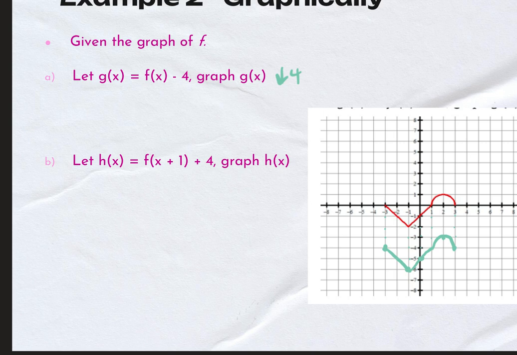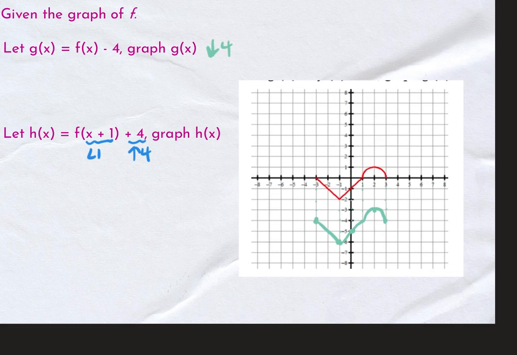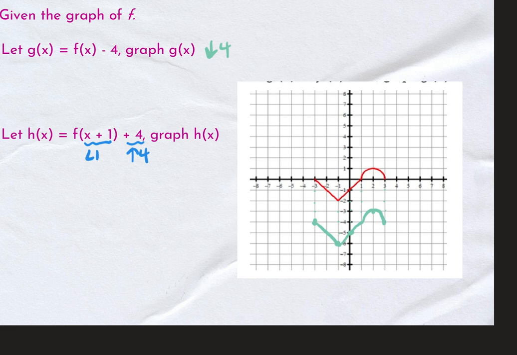And B says f of x plus 1 inside the parentheses plus 4. So what's the plus 1 inside the parentheses doing? Left 1. And what's the plus 4 doing? Up 4. So you can take each point. The order here doesn't matter. I can either go up and then left or left and then up. But I'm going to take each point.